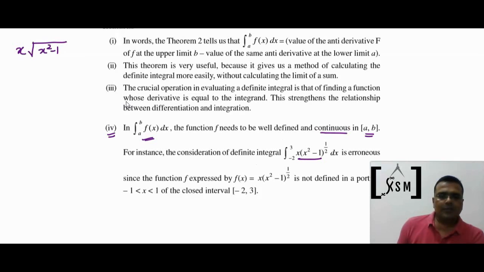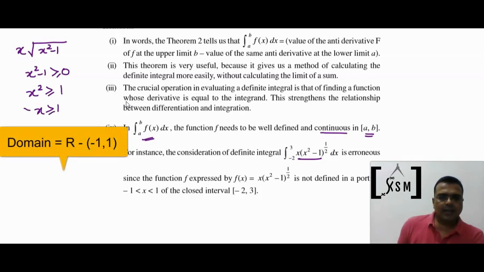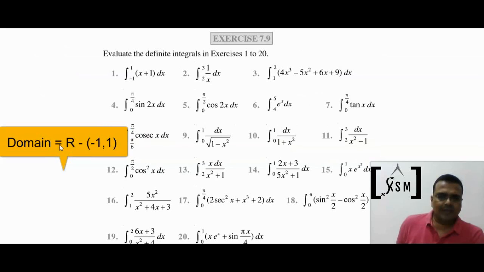What is the domain of this function, guys? Domain of this function: x square minus 1 is greater than or equal to 0, right? And so x square is greater than or equal to 1, and so x is greater than or equal to 1 and is less than only when, have a look at question number 1, guys.